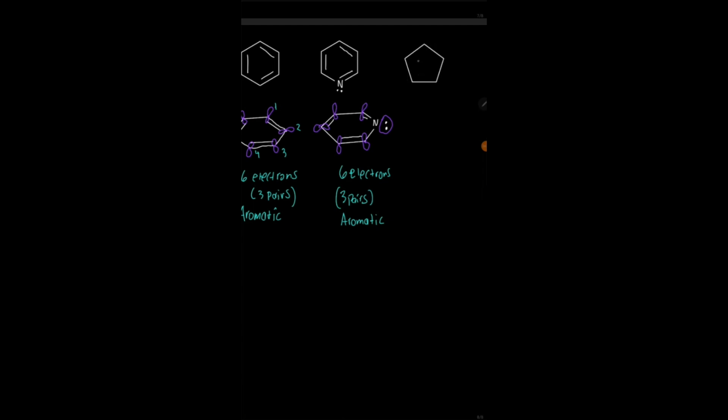What if we have a structure that looks like this? But there is a positive charge. What are we going to do? So, is there a ring? Yes, there is a ring. Is there continuously overlapping p orbitals? Let's see.